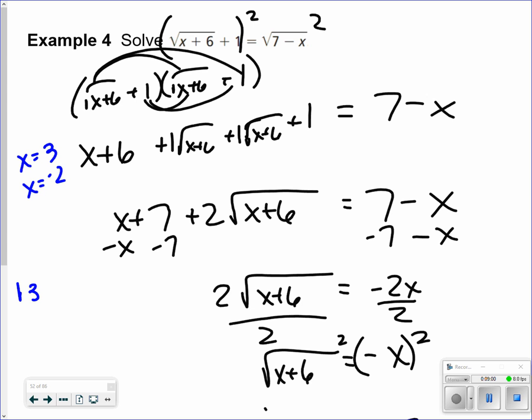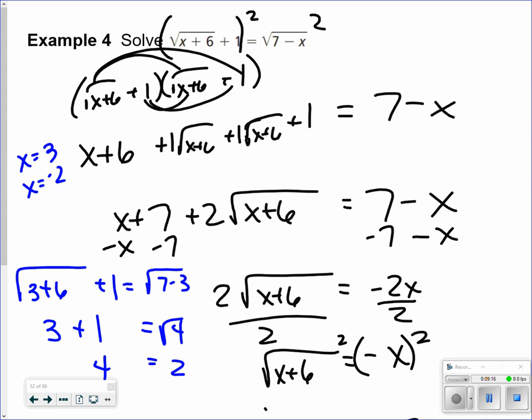If I put 3 in, 3 plus 6 plus 1 on the outside, does it equal 7 minus 3? So that's square root of 4 on this side, which is 2. This would be square root of 9, which is 3, and 3 plus 1 is 4. So if I plug 3 in, it doesn't work. Like that is not a good answer. So that one looks deceptive.